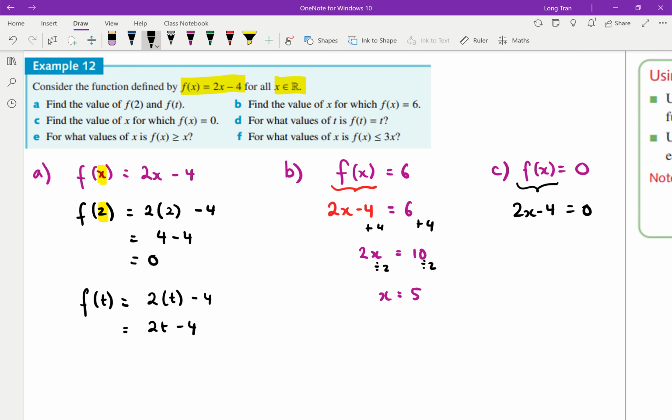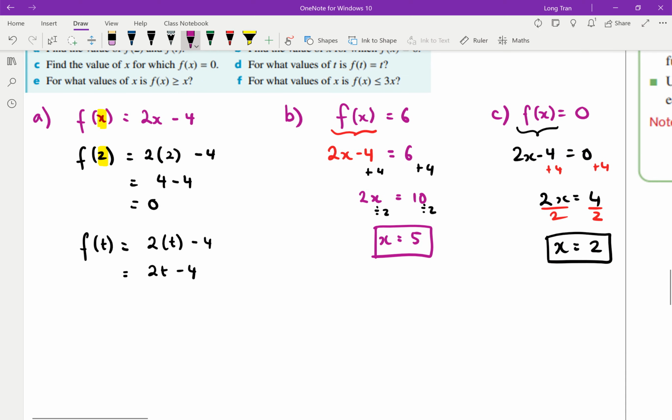So now I'm just going to solve it. I'm going to add 4 on both sides again because that's a minus 4. 2 times x is equal to 4. Divide both sides by 2. And you can see 1x is equal to 2. Okay, so part B, part C done.